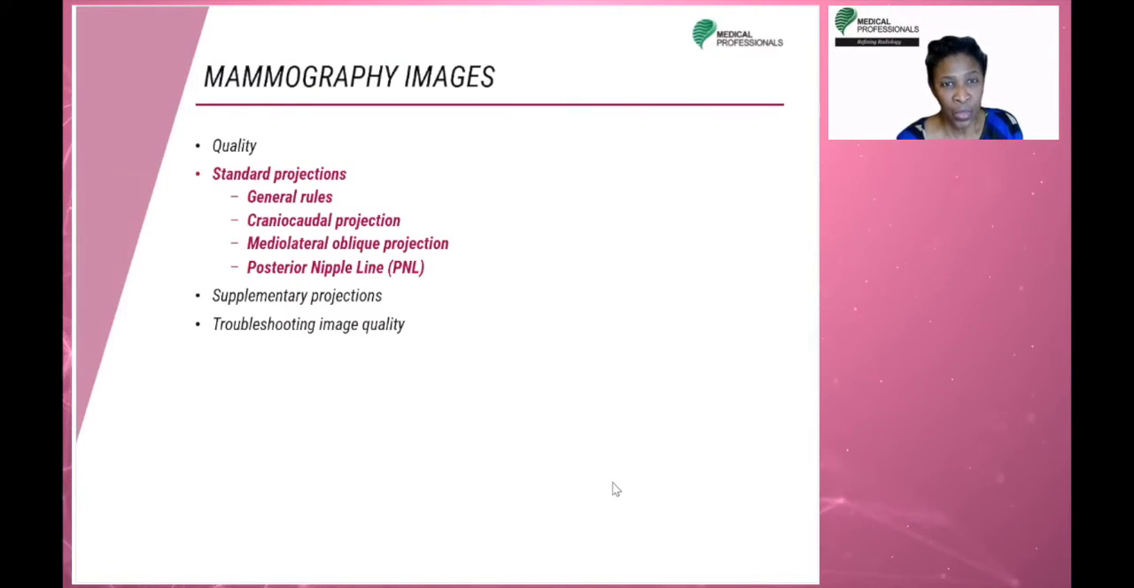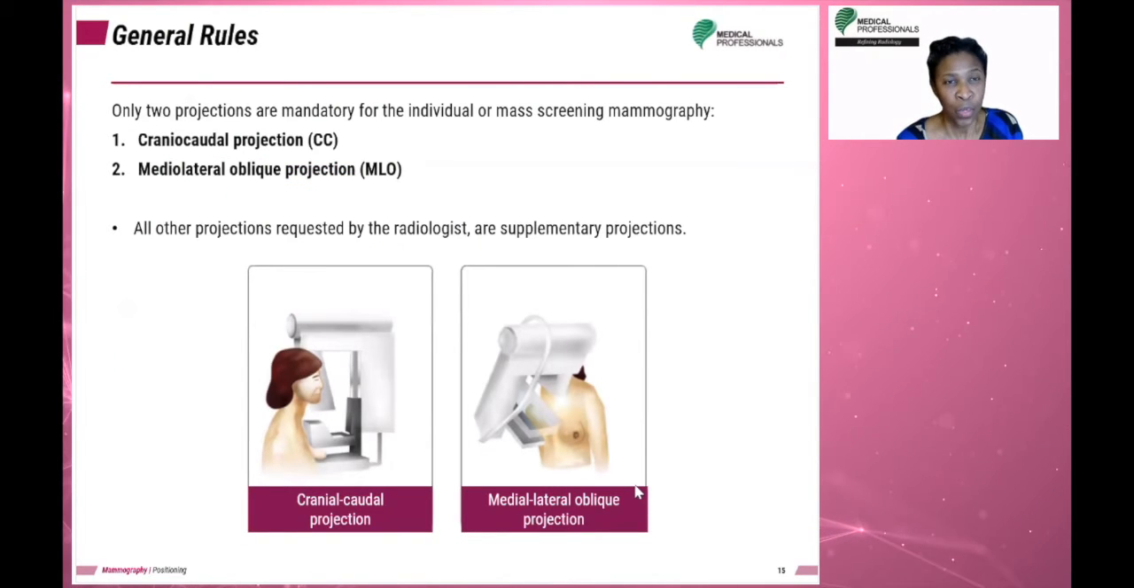So now we just go into some of the general rules for the standard CC and MLO projection and how we ensure that we have full breast tissue on all of our mammograms. So the two projections, CC and MLO, are actually complementary projections. What this means is that a miss or error on one will not necessarily be missed forever. It may show up on the MLO if you miss it on the CC, or vice versa.